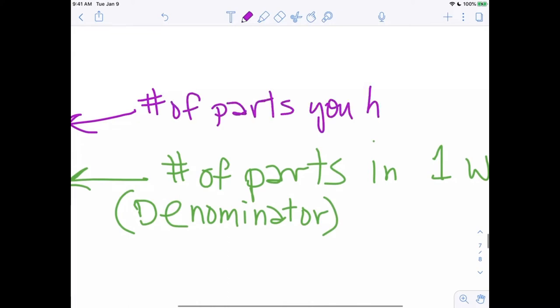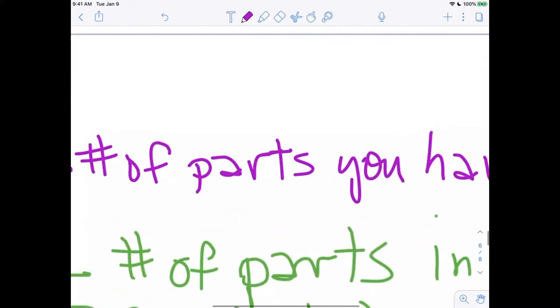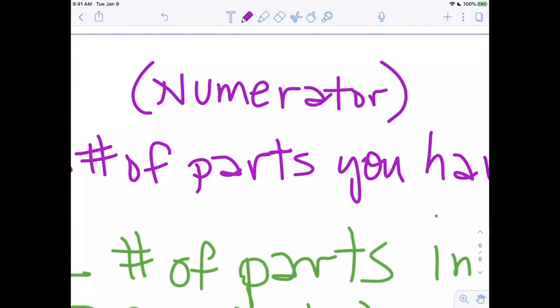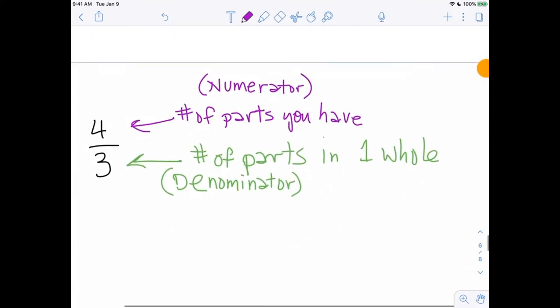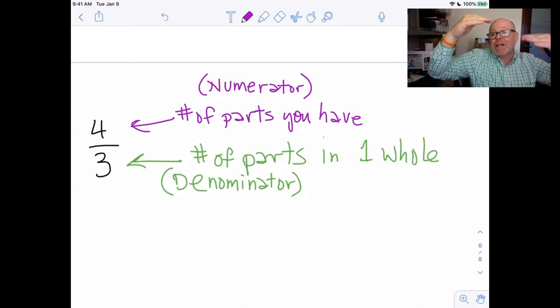you have. All right, and that's what the top number means. It's the number of parts you have, and that is called the numerator. All right, that's the reminder, right? First off, in order for us to represent a fraction using the area model or the number line, we have to remember what a fraction is. That denominator, that bottom number, represents the number of parts in a whole. And then the top number represents how many parts you actually have.